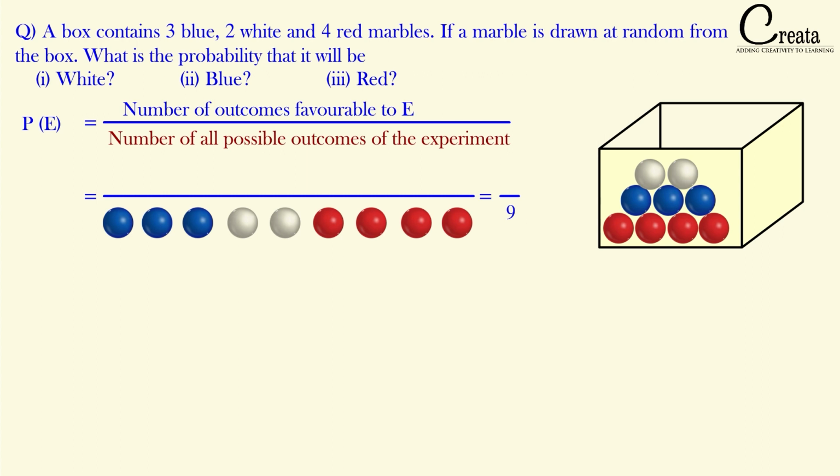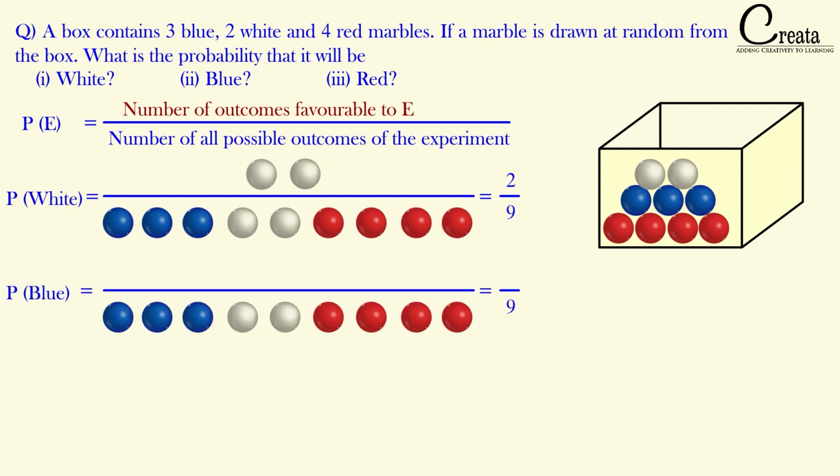Let's take the first scenario in which we have to calculate the probability of white marble. Here we are having total 2 white marbles. So what is the favorable outcome of the white marble? We are having total 2 white marbles. So the favorable outcome is 2. So in the numerator it will be 2. In the denominator we have calculated 9. So the probability of getting the white marble is 2 by 9. Got it? Very simple.